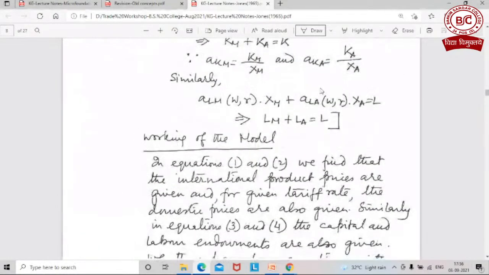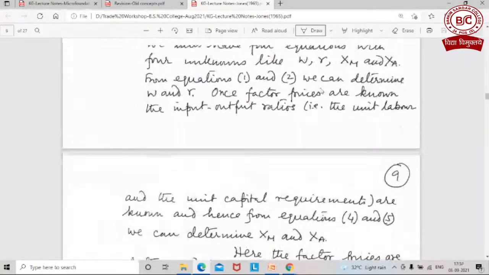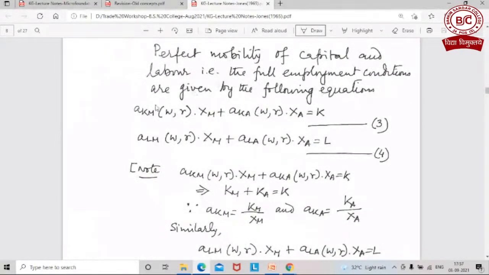I can always write AKM XM as KM and this as KA. So KM is the amount of capital required by sector M and KA is the amount of capital required by sector A. These two are the same capital, so we can add these two. This is the total demand for capital. And on the right hand side, capital supply or endowment is given. This is the total supply of capital. You got my point, everybody? So there is full employment of capital.